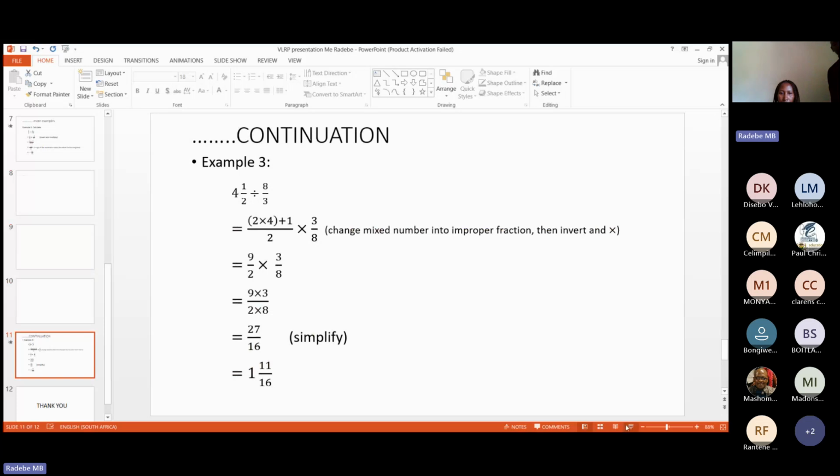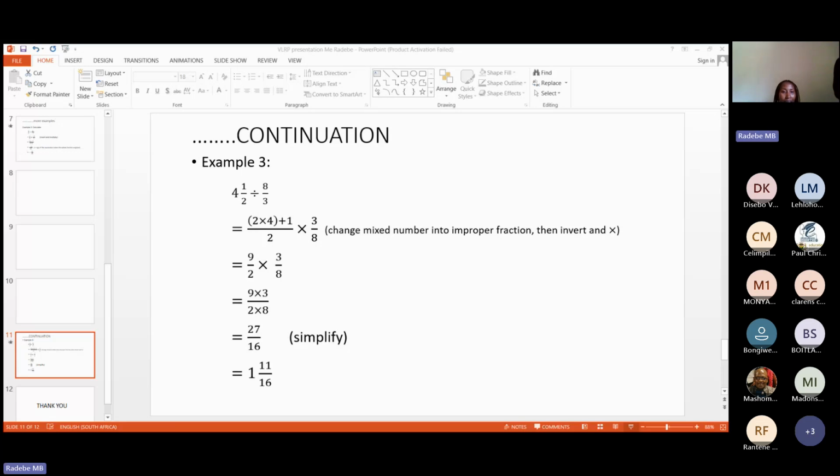Then the last example, learners and colleagues, we have 1 and 1/2 divided by 8/3. So the first fraction there is a mixed number. So the first thing that we must do here is change the mixed number into an improper fraction. We do that by multiplying the denominator of 2 by 4 and adding 1 to it, all divided by the denominator of 2. Then we change the division sign into a multiplication sign, and then we find the multiplicative inverse of 8/3, which is 3/8.